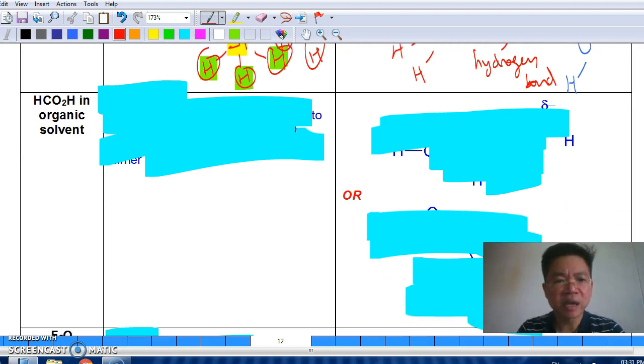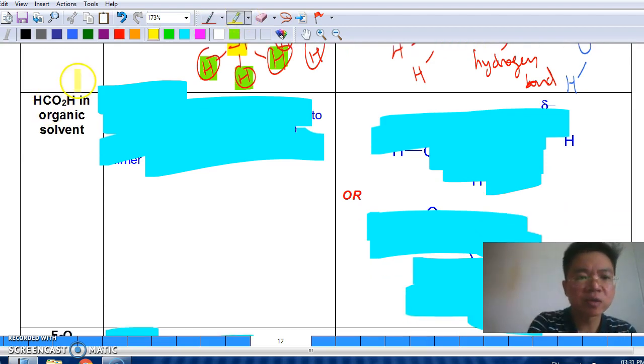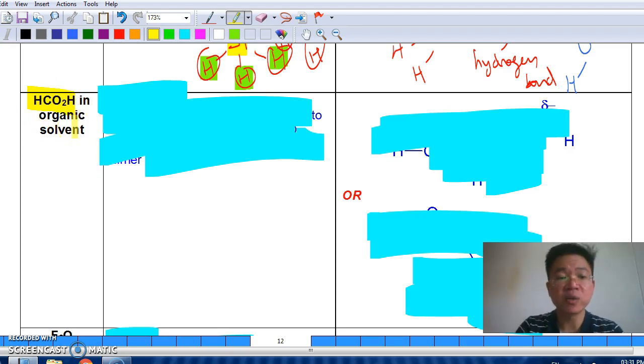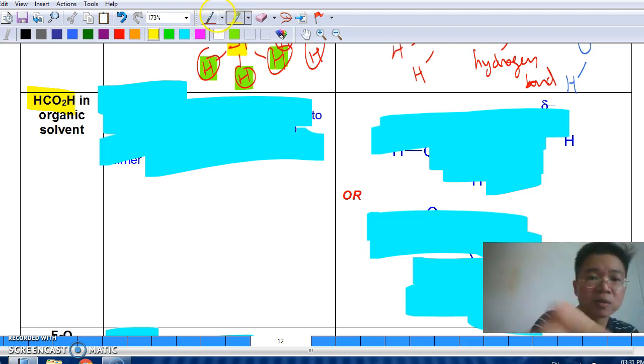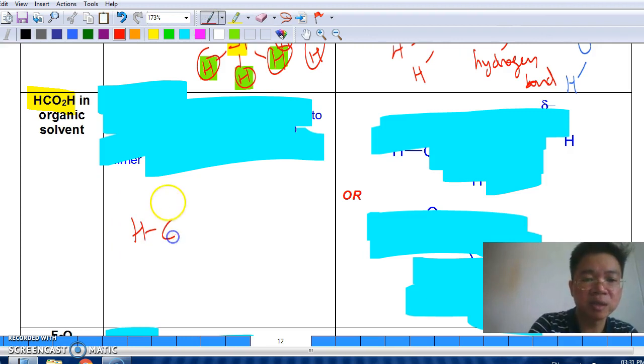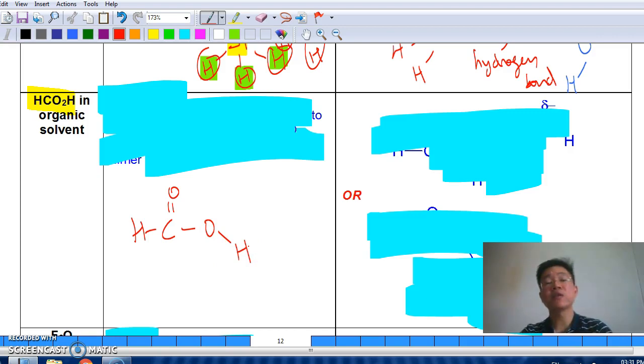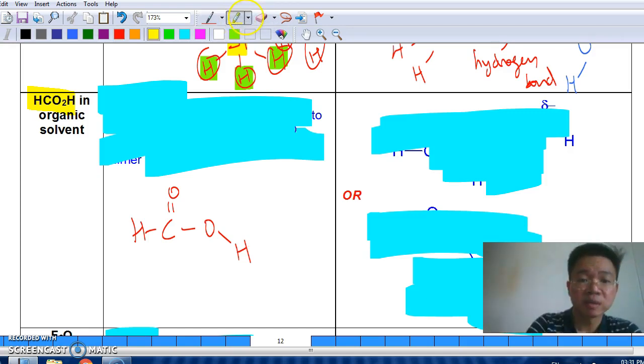Okay, let's try the second molecule, HCO2H. In organic solvent just means that it's not ionized, it's still molecular. So this is still a molecule, HCOOH. Can it form hydrogen bond within itself, between its own molecule? The answer is yes, because this H can form hydrogen bonding.